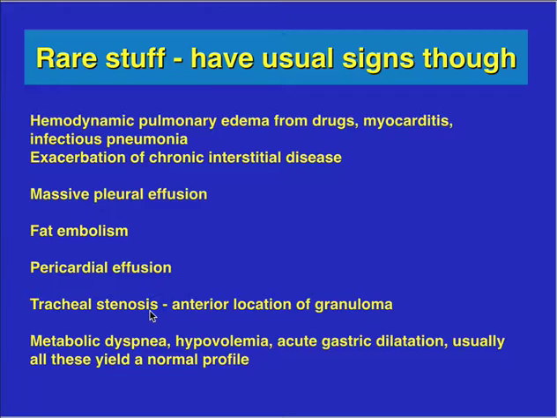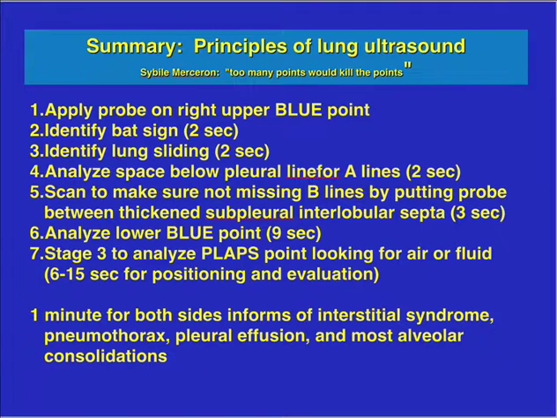Usually these will all yield a normal profile. But remember, these will still have the same signs. For instance, the cocaine neurogenic pulmonary edema will still have pulmonary edema, and you should still take all this into clinical context. But you will cover about 95% of the causes if these are all really rare.